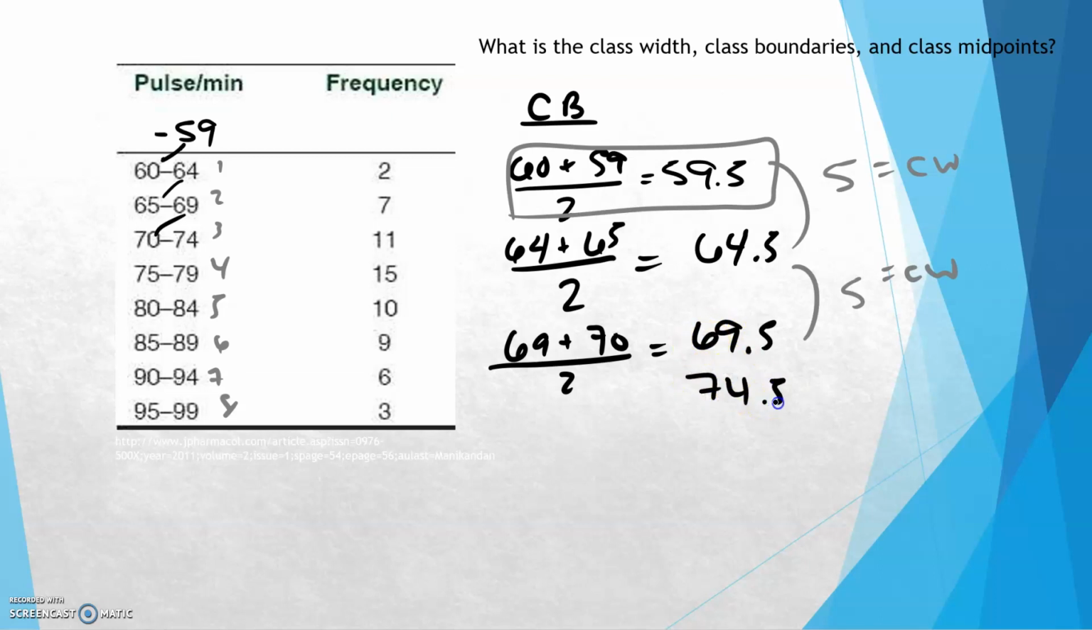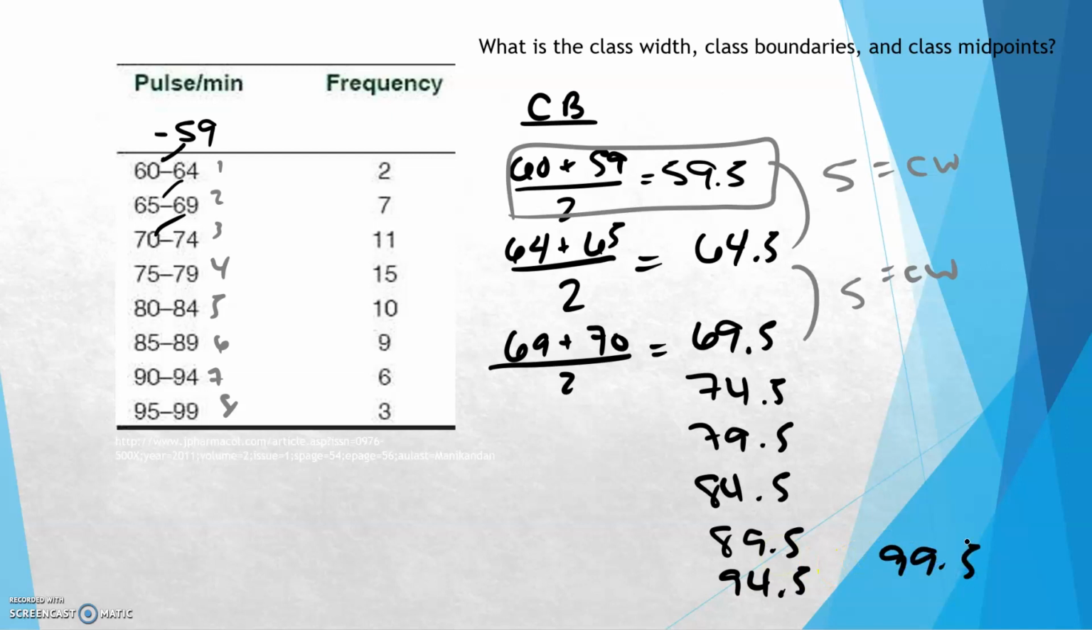So 74.5, add 5 again. 79.5, add 5 again. 84.5, and then 89.5, and then 94.5. And then last one, 99.5. Now notice I've got 1, 2, 3, 4, 5, 6, 7, 8, 9 numbers. So all of those numbers right there, those are my class boundaries. Okay, so it's a boundary between the first class, second class, third class, fourth class, etc.